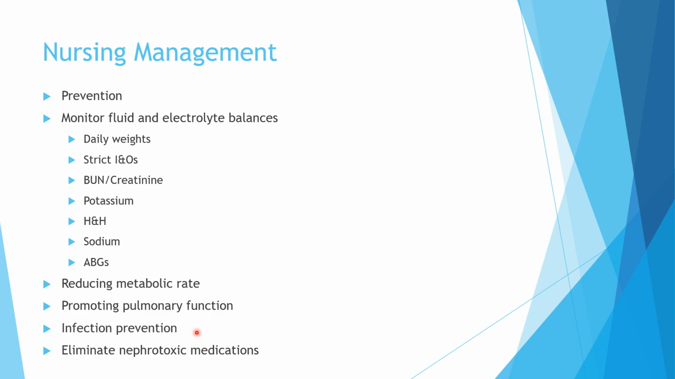Infection prevention, just to make it so we're not making this acute kidney injury worse, right? They got a UTI, we don't want them traveling up into their kidneys. And then eliminating nephrotoxic medications. So again, go back to your pharm of all of our meds that are nephrotoxic. There's so many. Most of our antibiotics, a lot of our NSAIDs, a lot of our pain meds, a lot of our psych meds, a lot of our seizure medications.